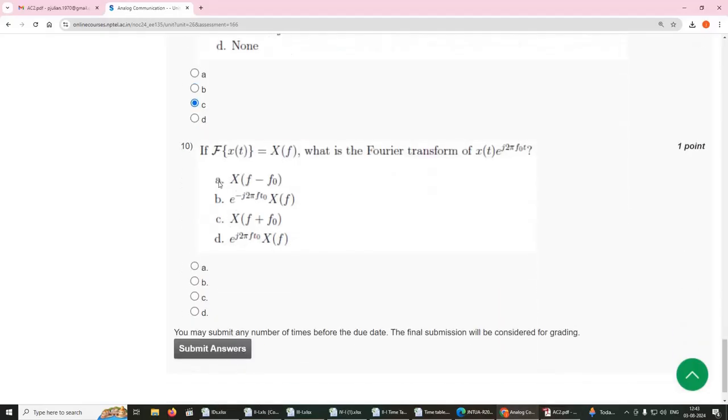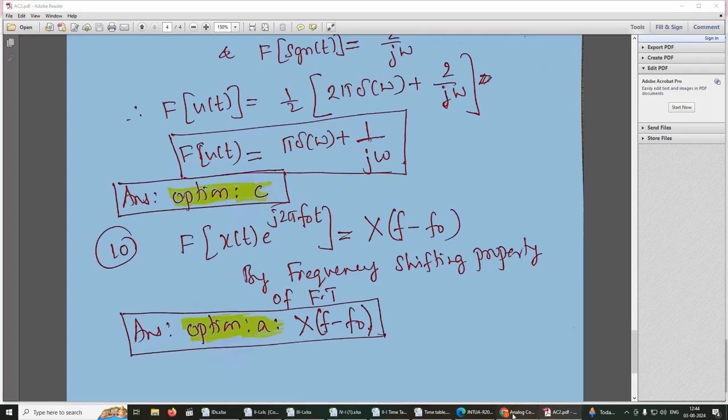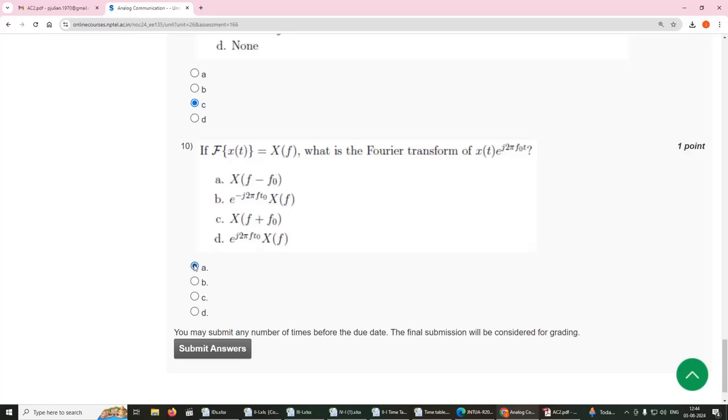Tenth question: if x of t is equal to x of f, what is the Fourier transform of x of t e power j 2 pi f naught t? The answer for this question is by applying the frequency shifting property. It's a property you can find in every textbook. It has been proved. So the answer is option A. It is x of f minus f naught. Option A.